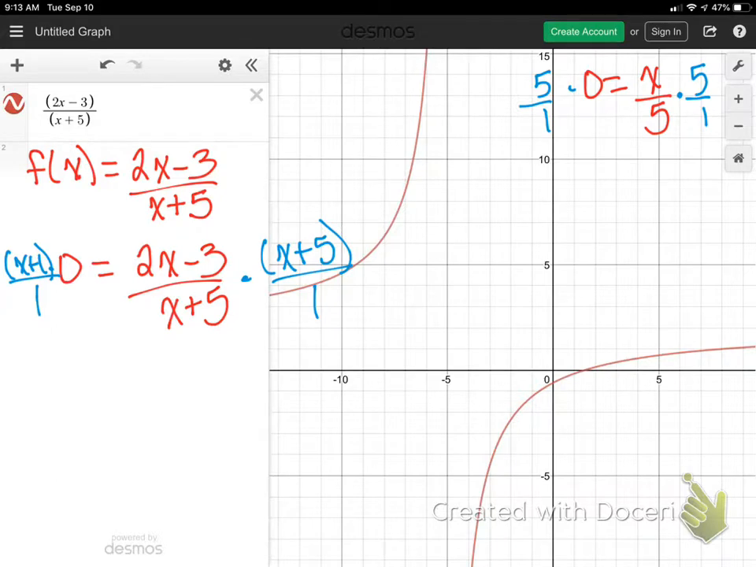Okay? Therefore, I end up with 0 equals, those cancel, just like it did with my 5, 2x minus 3. And can I solve 0 equals 2x minus 3?